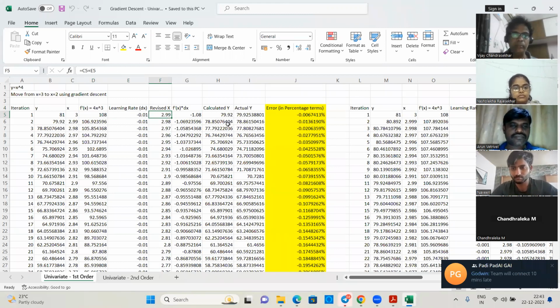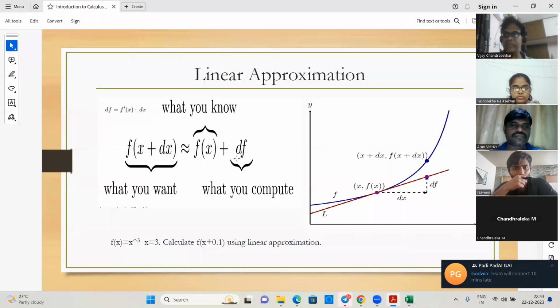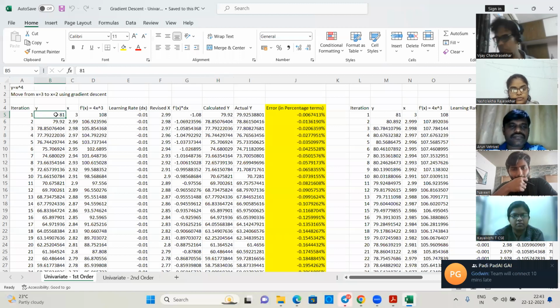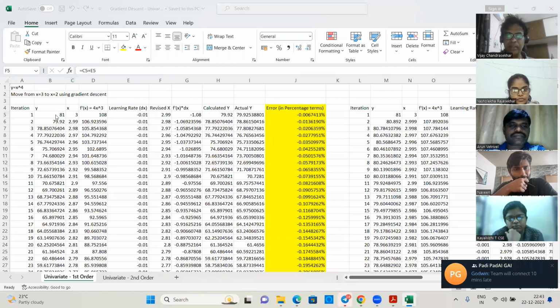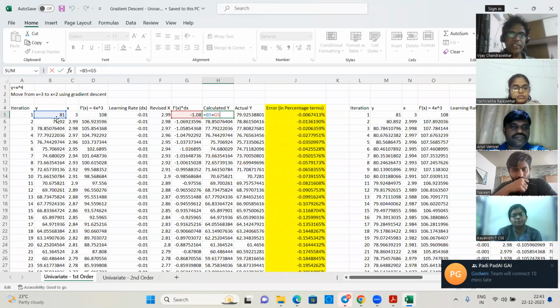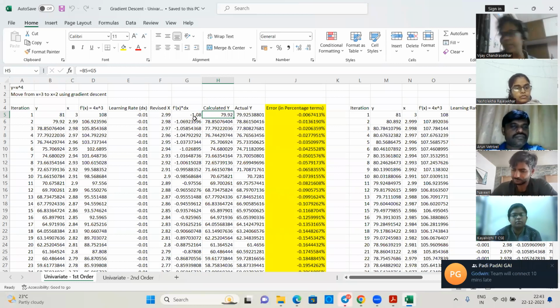When it comes to y, I started at 81. I have f dash x multiplied by dx, which is negative 1.08. What do I do? If you look at this formula, it's simple. F of x plus df, correct? Here is f of x, which is y, plus df, which is nothing but f dash of x multiplied by dx. So here is y. So if you look at this formula, it's 81 plus in bracket negative 1.08. Okay, so that's 79.92.